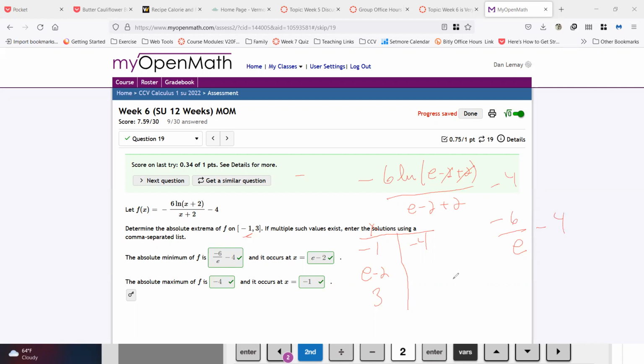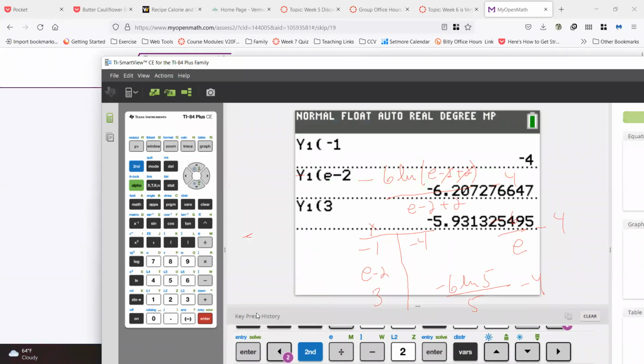Let's see. 6 times the natural log of 5. Oh, it's -6 times the natural log of 5 over 5 minus 4. Some miserable number. I think if I grabbed a calculator for it. Did I do it on the screen? Let me see if I've got it on my screen calculator. I think I was prepping to show it with you. Yeah, the -5.93. So that's not as small as the -6.2-ish number.